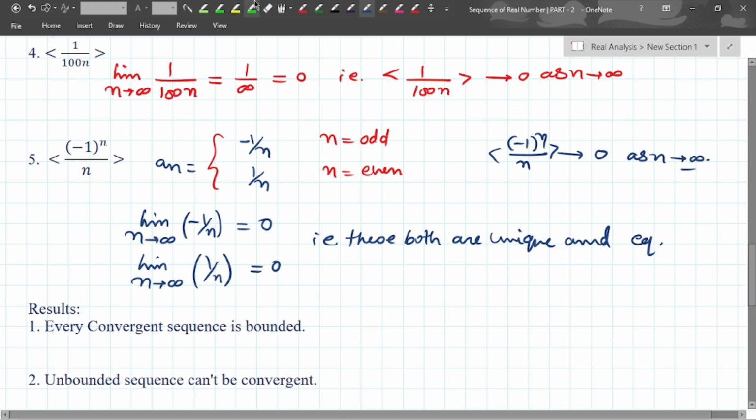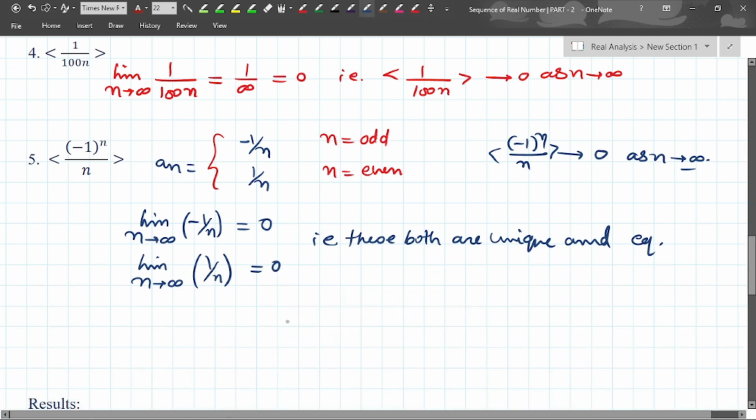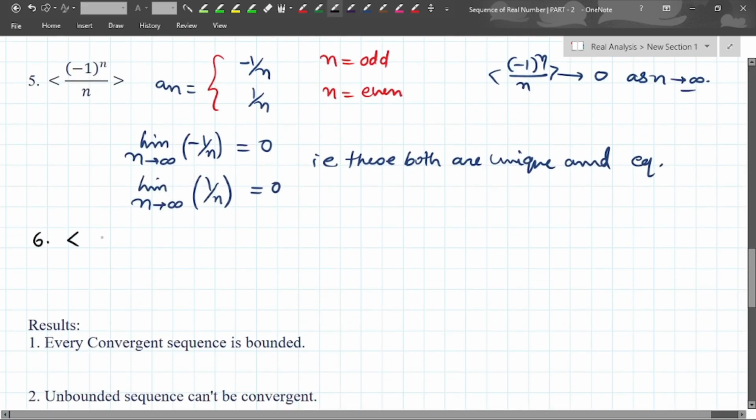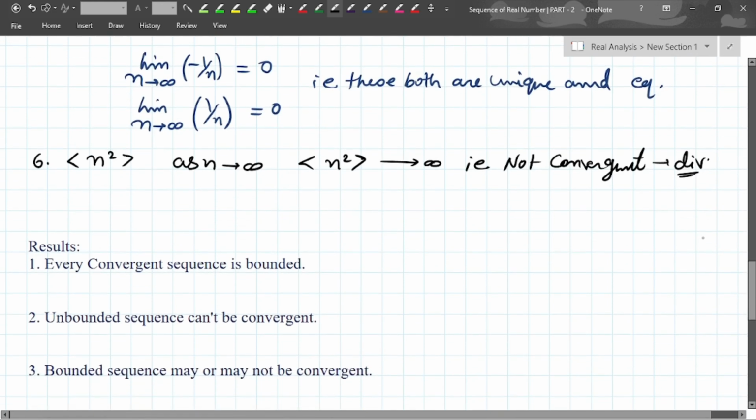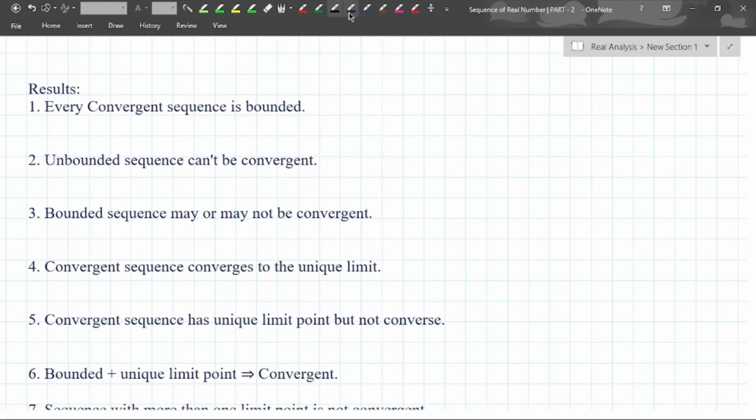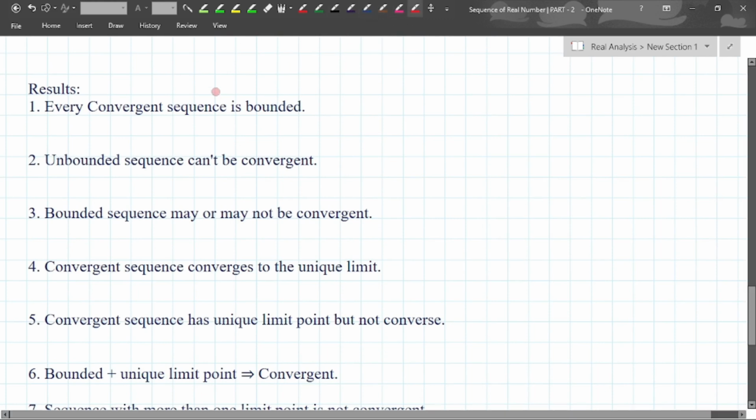Now, which one is not convergent? How can we find that? Just take one example, n square. Is it convergent? It will not be convergent. As n tends to infinity, the sequence n square does not go to any finite value, or we can say it goes to infinity. It means it is not convergent, or we say it is a divergent sequence. These are some examples of convergent and divergent sequences. Next, we have some results related to convergent sequences.